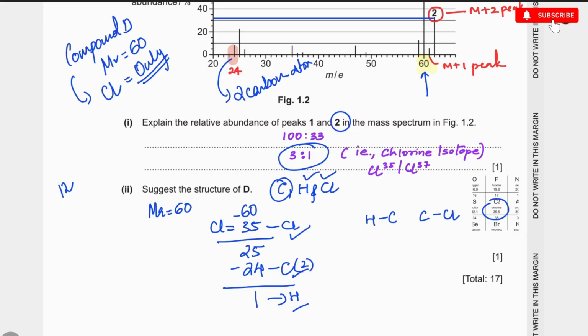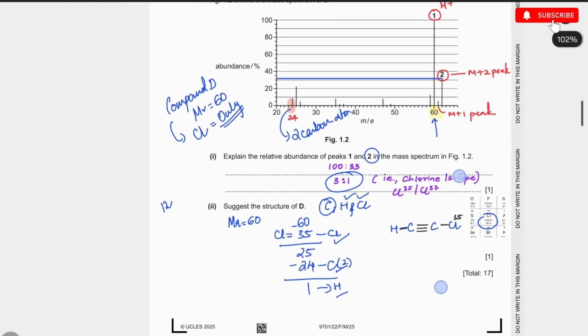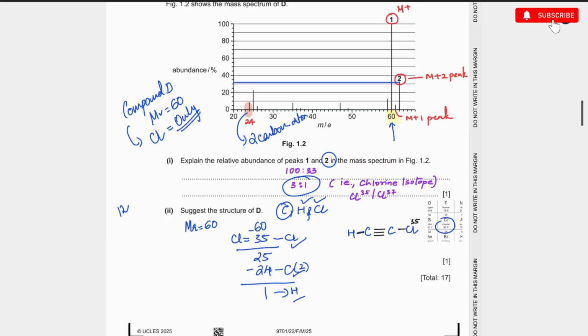Now you know that carbon will have four bonds, so let's complete the bonds. One bond is already made with hydrogen and chlorine, so three are still remaining. So we are getting this triple bond. Now let's verify whether we have got the correct one or not. Let's assume this is a 35 isotope, and this whole molecular mass is 60. Now let's do the fragmentation here so that we can understand it.